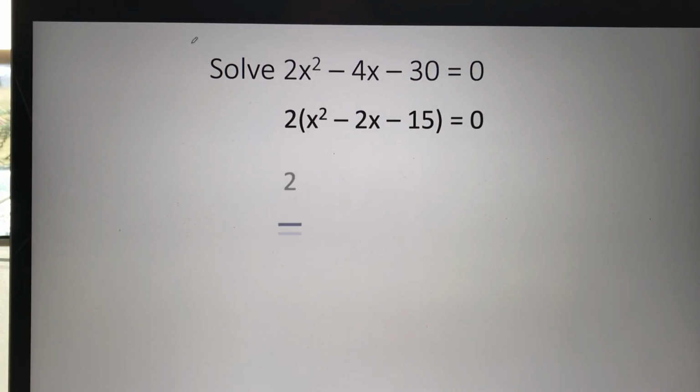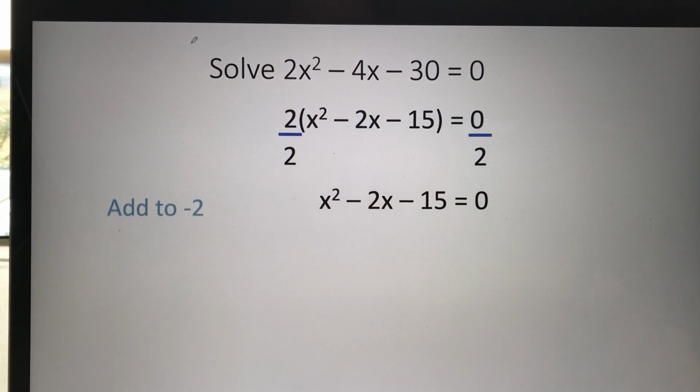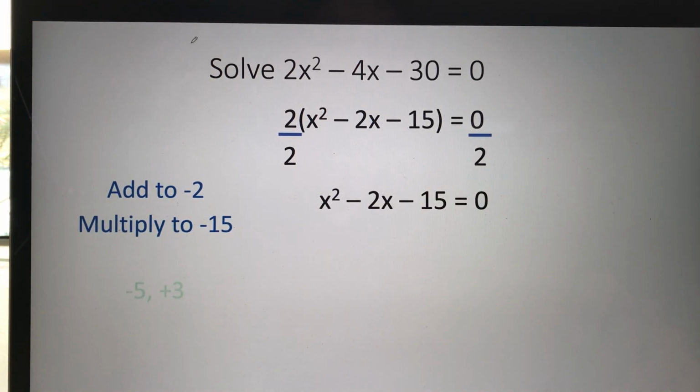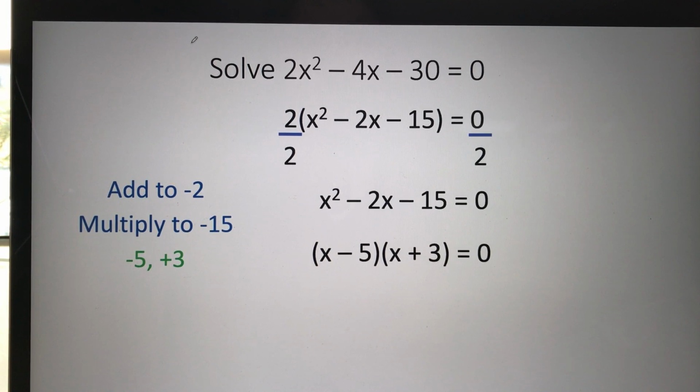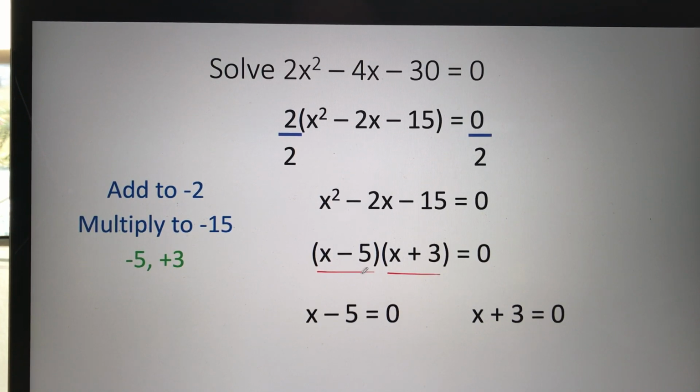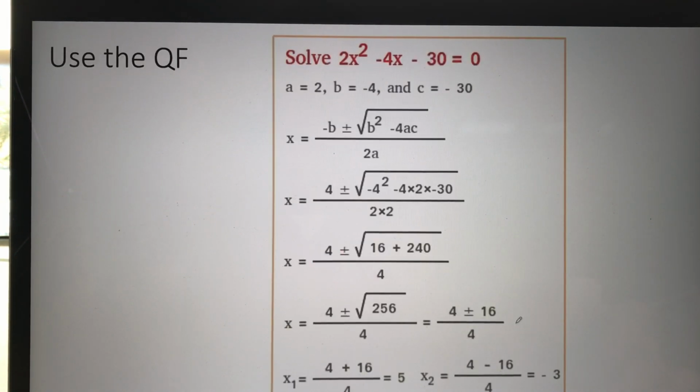I'm going to common factor first, divide out the 2, and then I can factor this just to find my answer quickly. So I know I'm going to have these two things, and using my zero property, x minus 5 times x plus 3 is 0. That allows me to get my answer as 5 and negative 3.